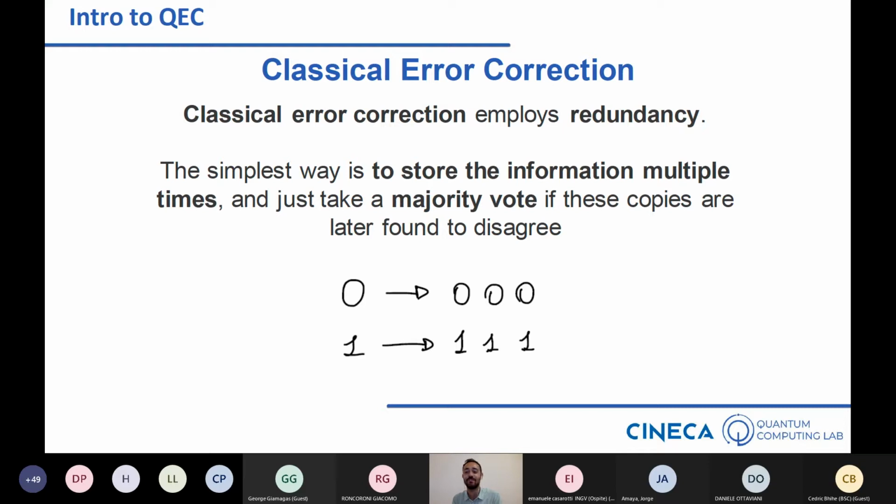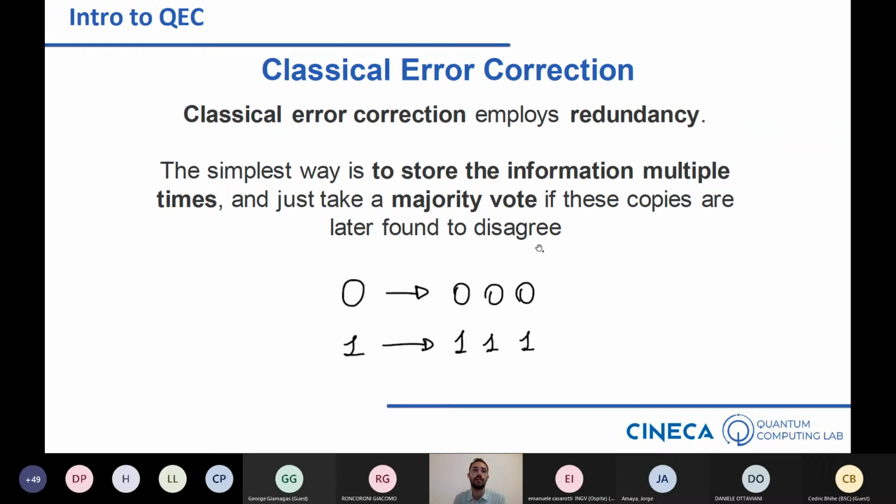Classical error correction employs redundancy. Redundancy means that you store information multiple times and just take the majority vote if these copies are found later in disagreement. Classically you have one bit, and you encode it, so 1 bit into 3 bits. The 0 bit is when you have 3 bits that are all 0, and the bit 1 is when you have 3 bits of 1.